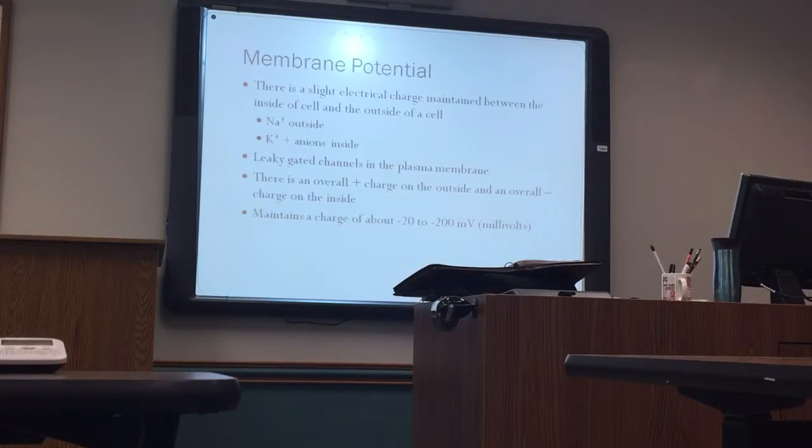The inside of a cell has those big anions. Remember what anions? They're negatively charged. So it's the proteins and DNA. Both have negative charges on them and they cannot leave the cell. So they make the inside of the cell negative, which draws in a cation. And this particular cation is going to be potassium.